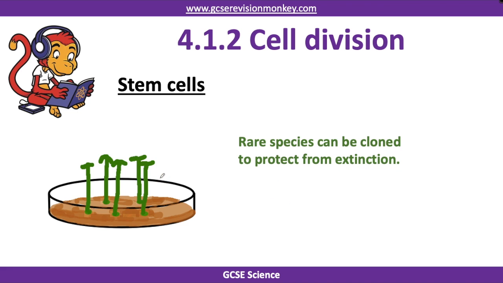And also you can clone desirable crop plants really quickly. So for example, if a farmer had a plant that was particularly resistant to disease or drought, or perhaps they produced a genetically modified plant, they can clone them really quickly because of this meristem tissue that's throughout the plant. So it's undifferentiated, so you can take cuttings, grow them in nutrients, and clone them really quickly.